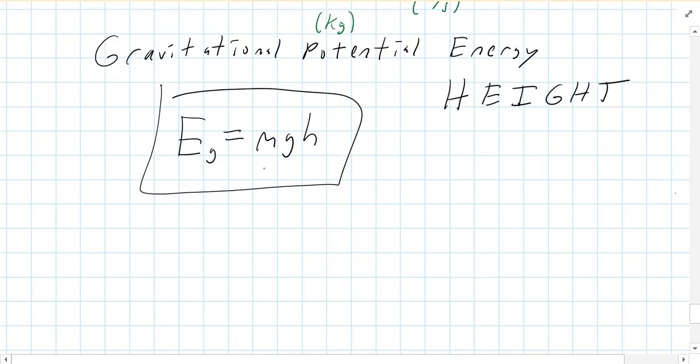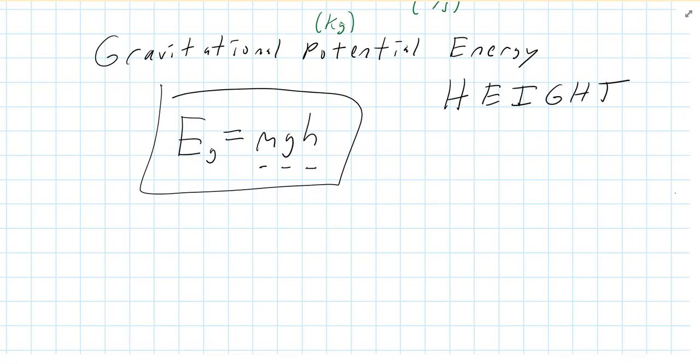Again, make sure your mass is measured in kilograms. Make sure your acceleration of gravity, that's little g, on Earth at the surface, that's 9.8 meters per second squared, and that just represents the acceleration of gravity. And then h represents the height. The book is above something, and you've got to make sure you measure that in meters.